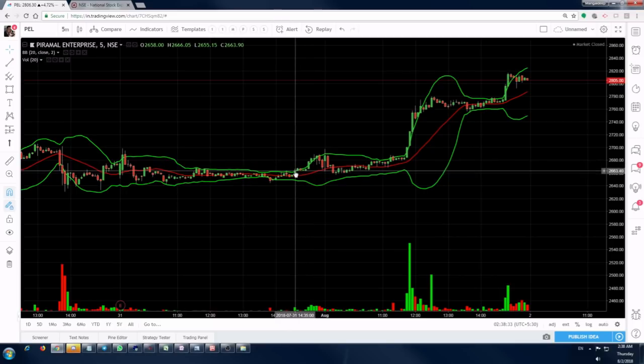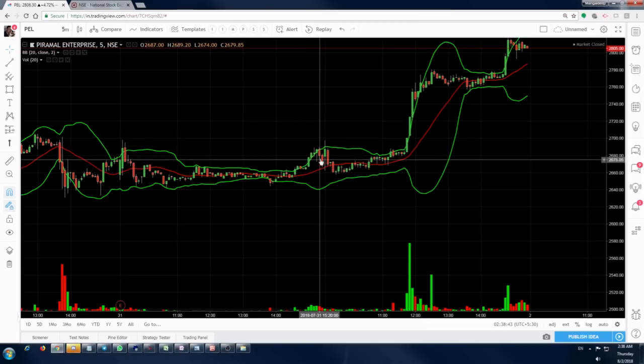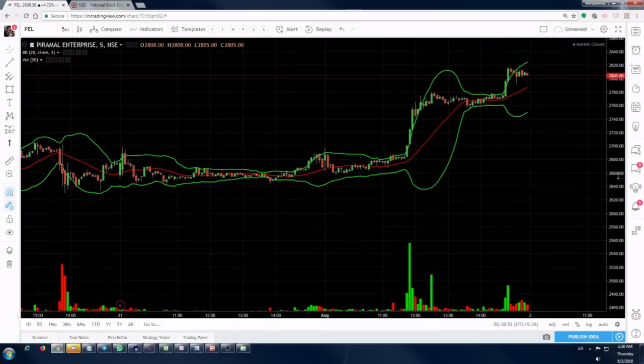This was 31st July, but I'm saying, this is the example of 31st July, but still the fundamentals remain the same, the technicals remain the same, right? So this was a breakout, it went up, and you can exit at this red candle which actually closed below the upper Bollinger Band.